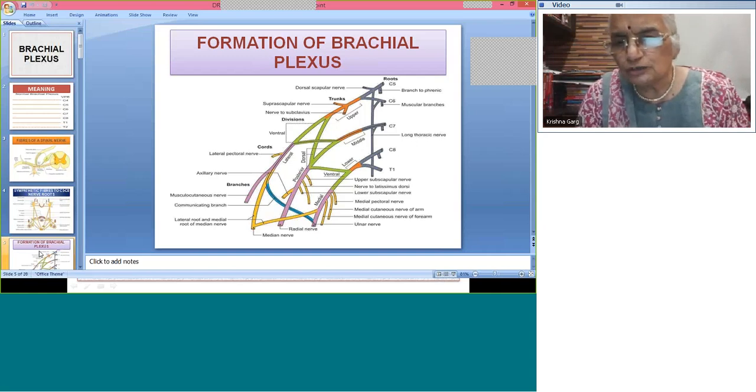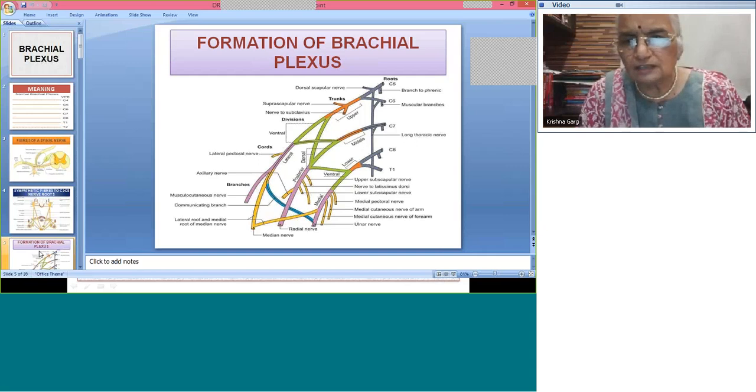C8 and T1 join together to form the lower trunk of the brachial plexus. These are shown in orange color. Each of these trunks divides into divisions, all shown in green color. Three divisions are ventral divisions and three divisions are dorsal divisions.